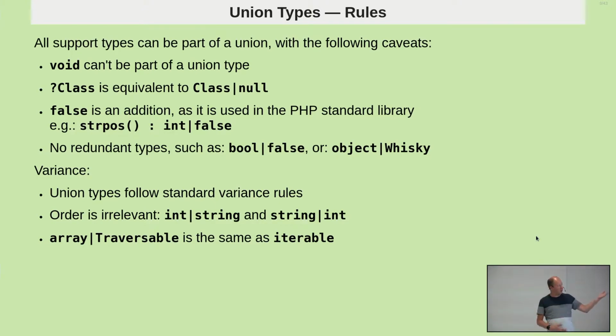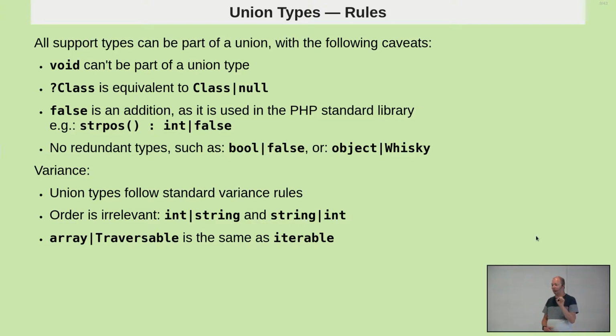We also added false in addition, but not true. You can't use redundant types. Redundant types meaning, for example, you can't have bool or false because false is a boolean already. Similarly, if you have a class name and a parent class name, it also makes no sense to do.